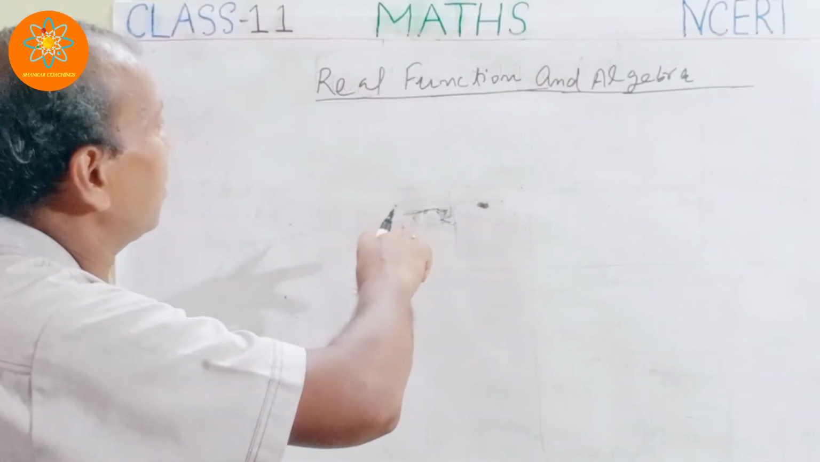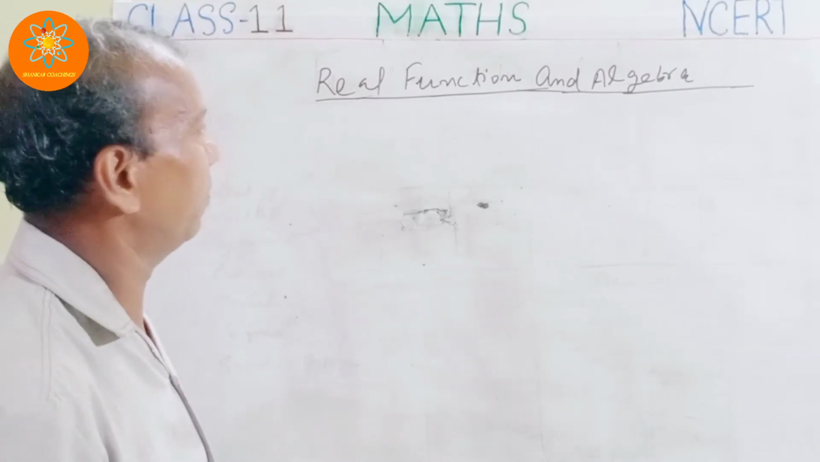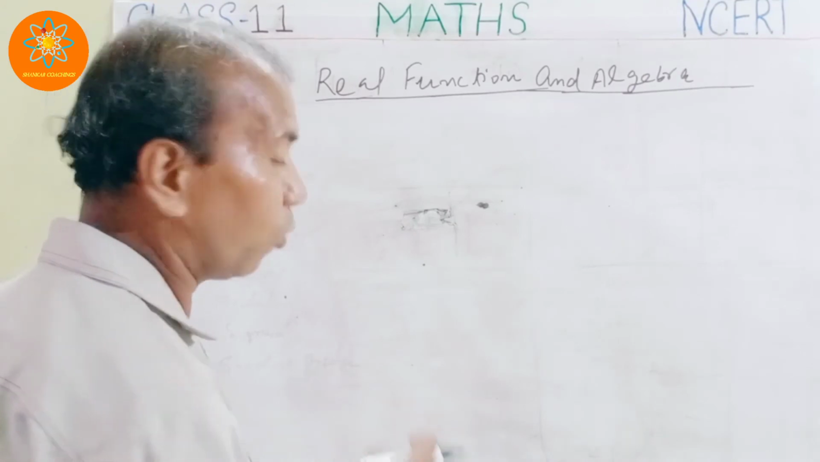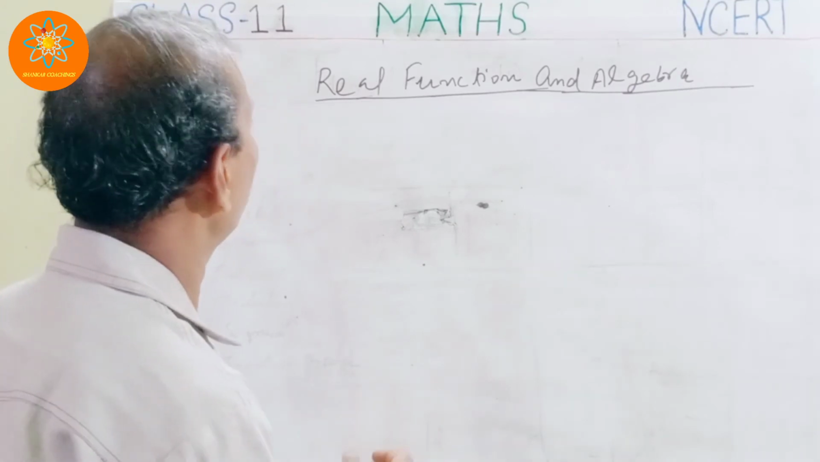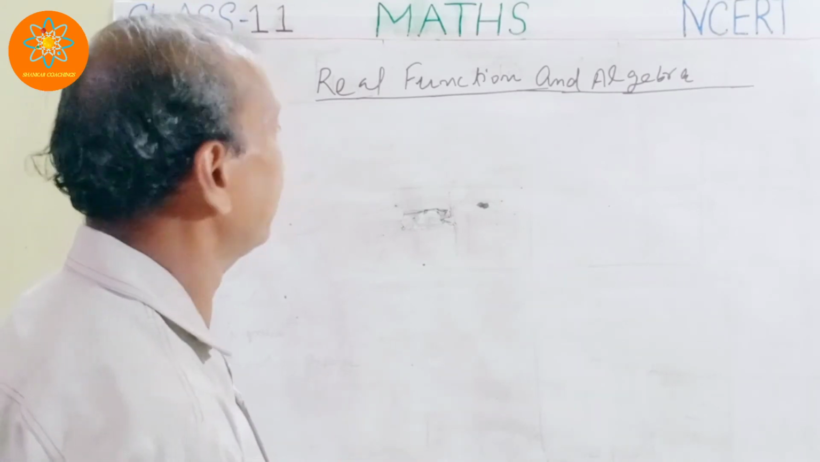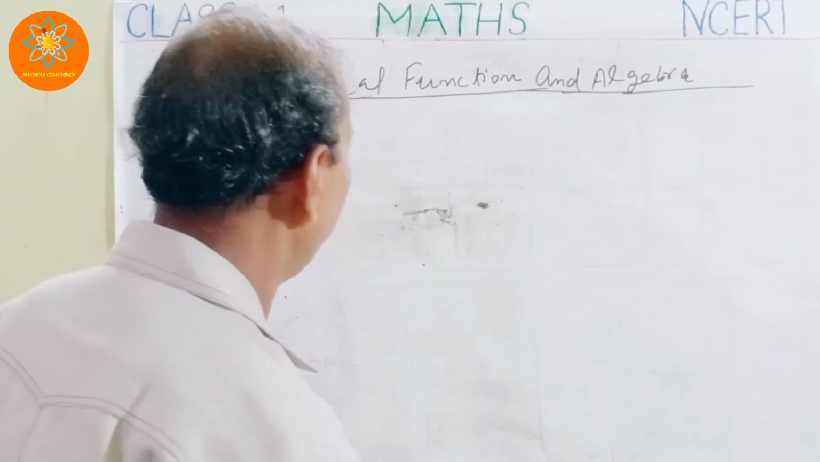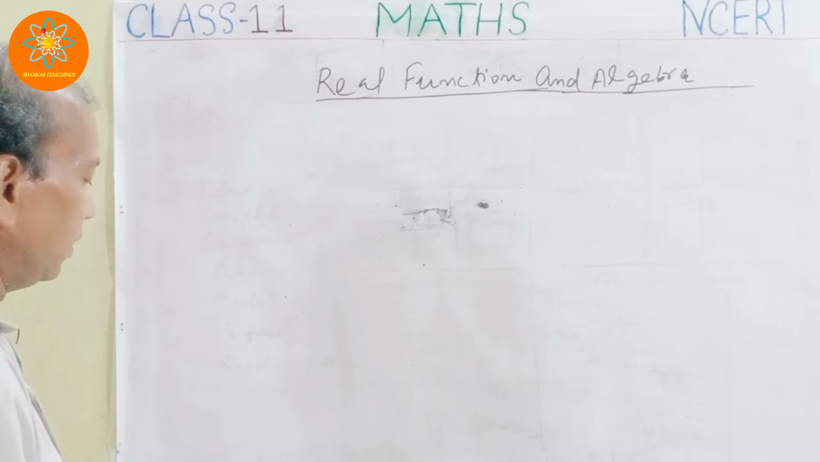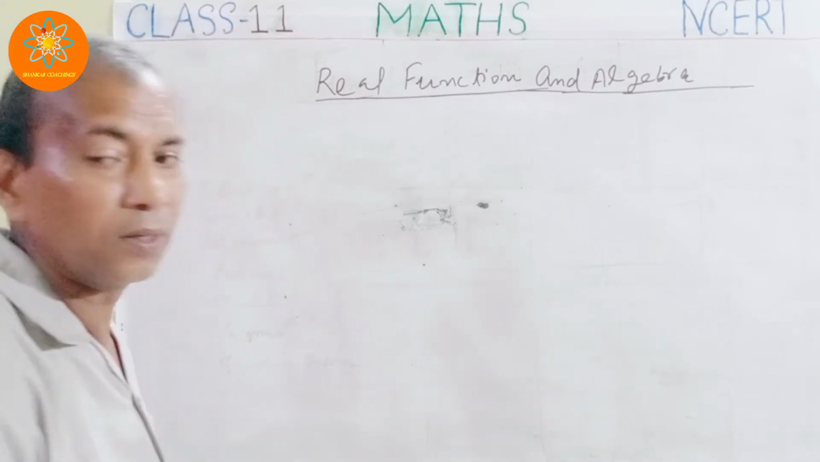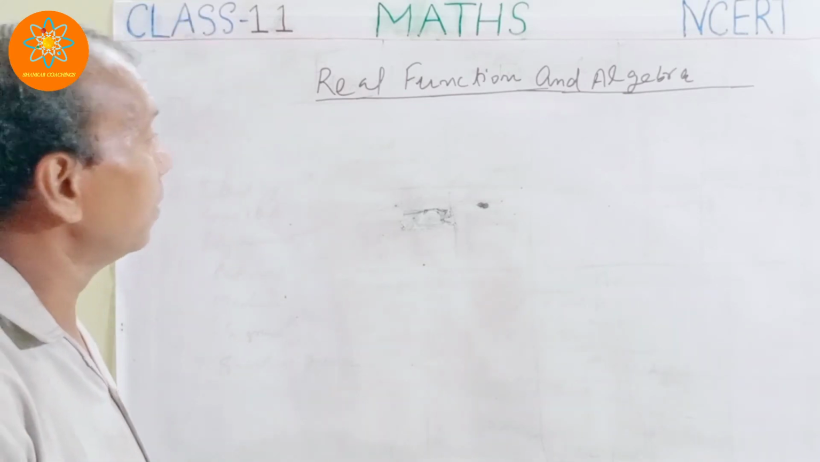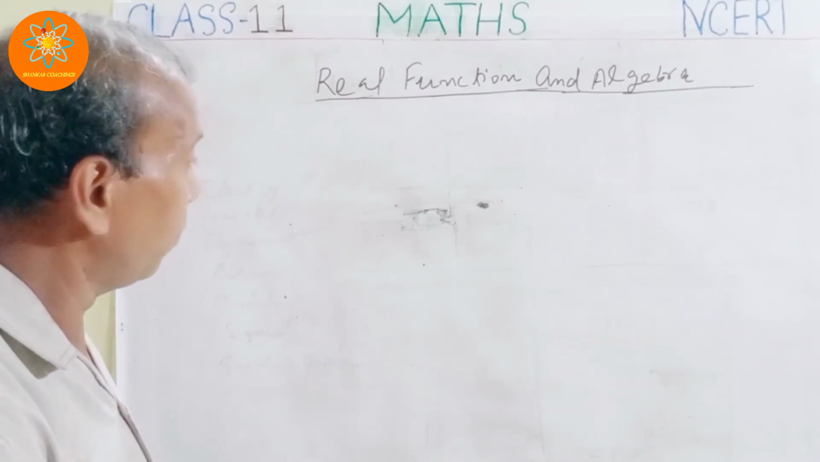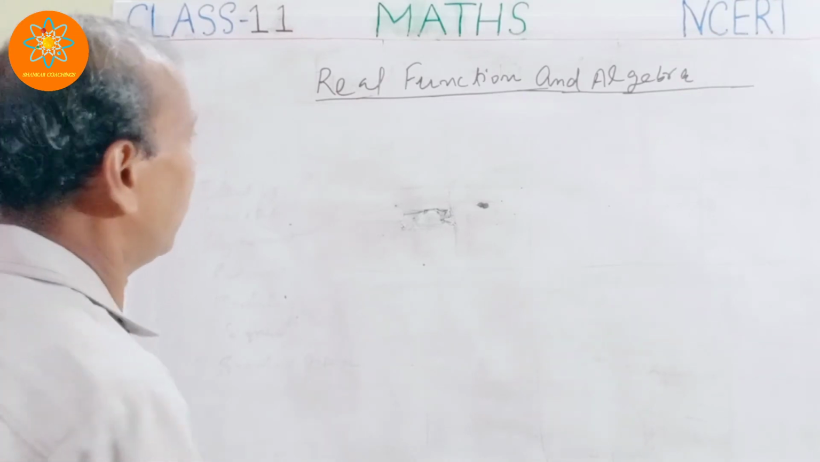Now we'll see the last topic, that is the real function and algebra. What is the real function? If the domain and range both are from the real numbers, then that is a real function. And the algebra of real functions means addition, subtraction, multiplication, and division, or we can say quotient. So we will define all these one by one.